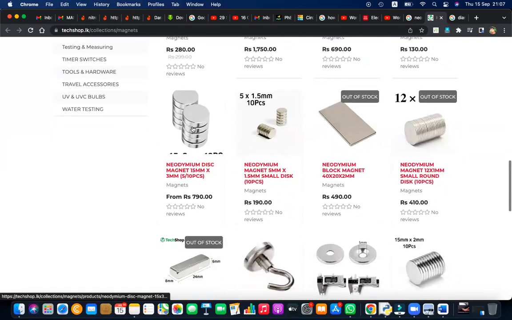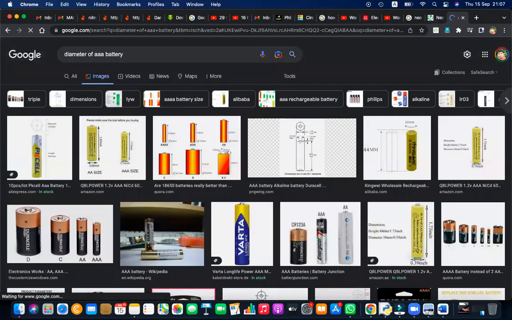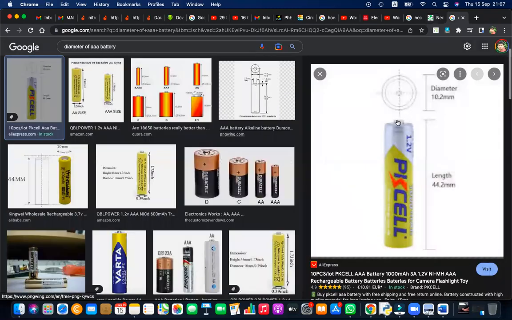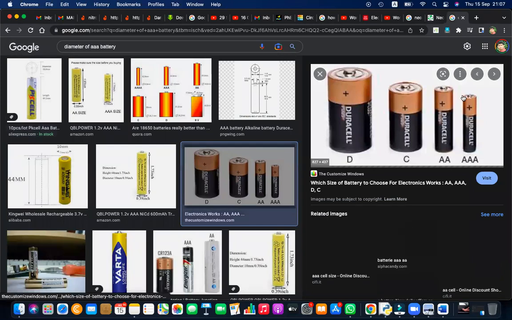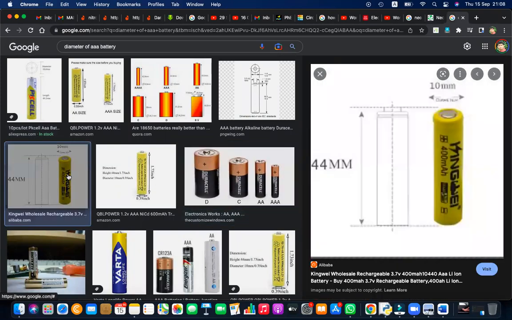Make a neodymium magnet gun now, right? So the double A battery gun, and also a small battery gun, and a triple A battery gun. If you are taking a triple A battery, the diameter is only 10 millimeters.